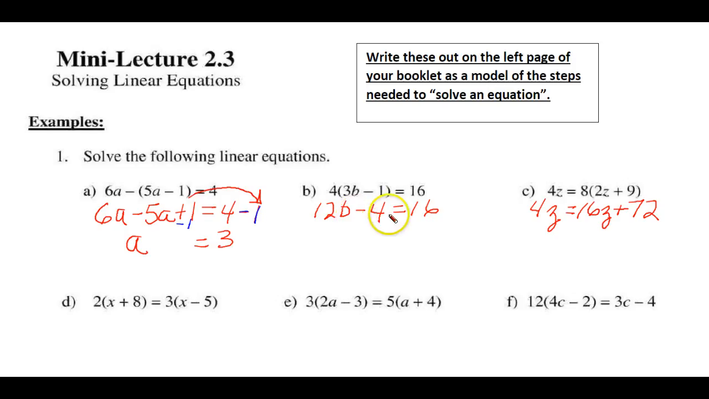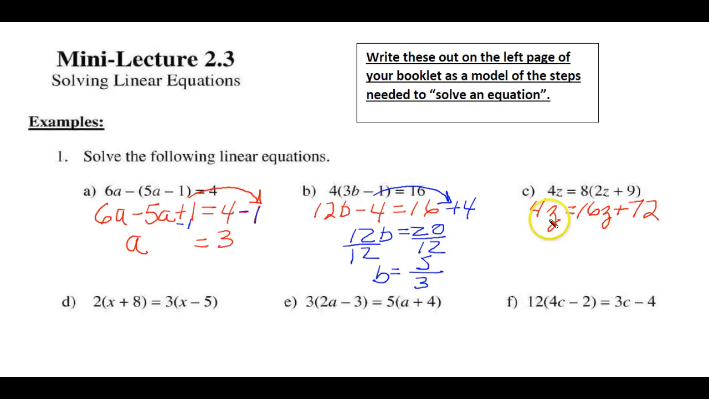So for instance here, we're going to take this negative 4, transpose it. On this side it becomes a positive 4. So we get 12b equals 20. And now we're going to divide both sides by the numerical coefficient of b, which is 12. And then we reduce to lowest terms. We can take a 4 out of there, and that's going to be 5. And a 4 out of there, and that's going to be 3. So we get 5/3.